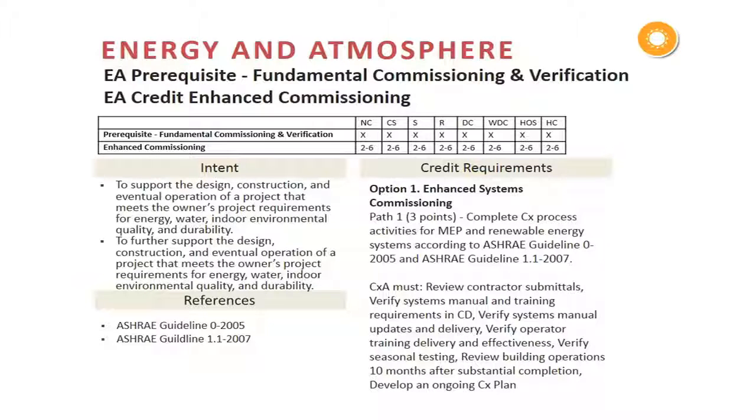At the credit level, there's a few different options. First of all, there's enhanced commissioning. And this is worth 3 points and requires that additional commissioning processes be put into place for these same building energy-using systems. Now, some of these requirements are reviewing contractor submittals, making sure that the training requirements are in the construction documents, that the systems manual has been updated and delivered, and that operator training has been delivered efficiently.